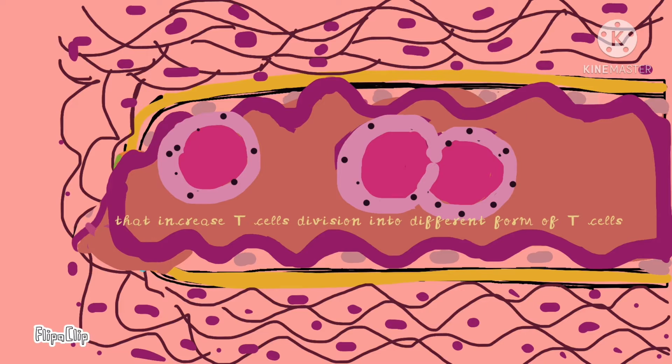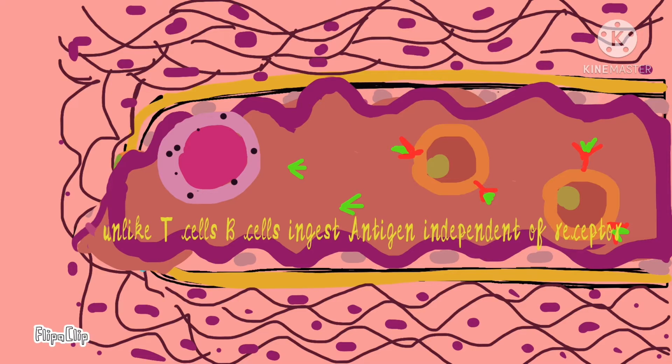Unlike T cells, B cells ingest antigen independent of receptors. That means that they do not need anyone else's help for ingestion of the vaccine.